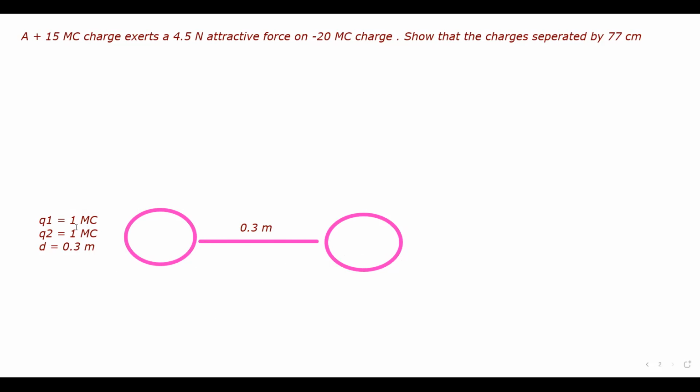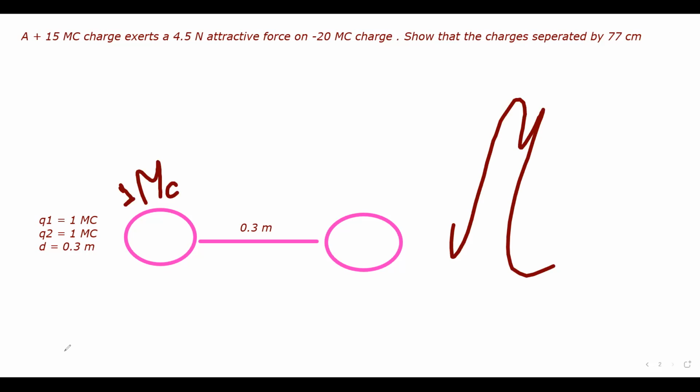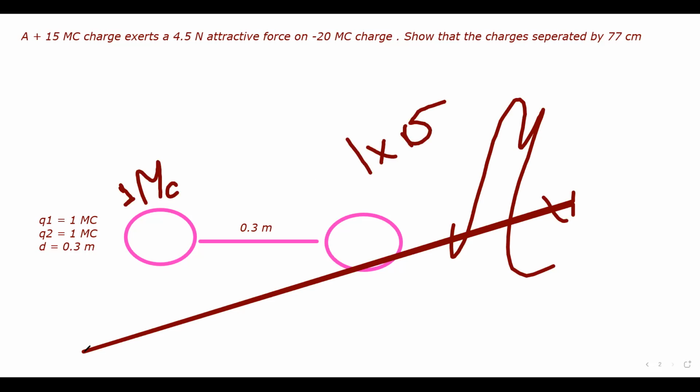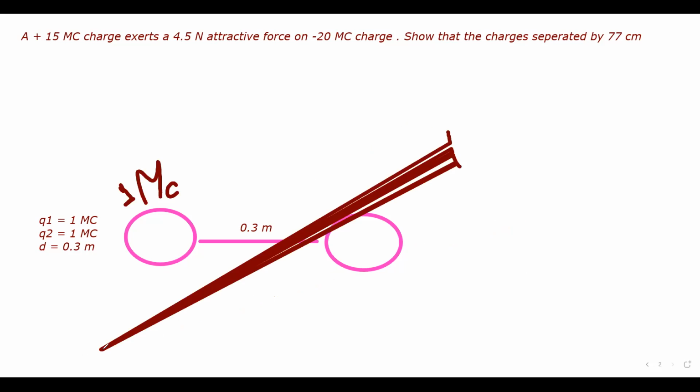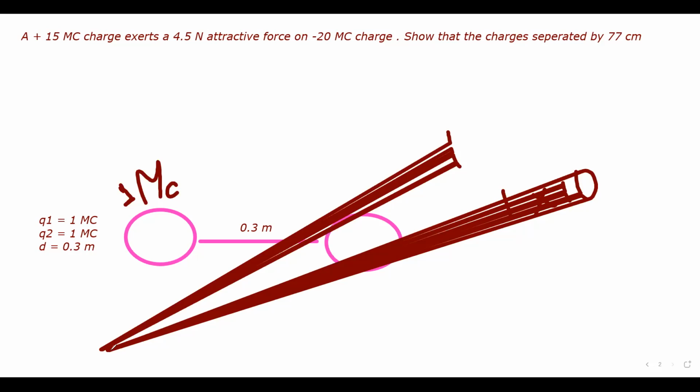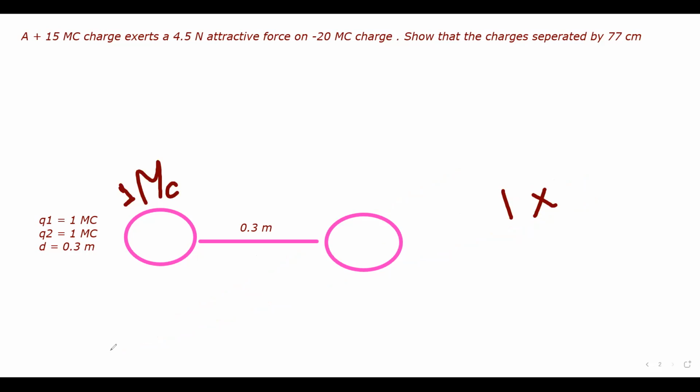Now, the first object, its charge is 1 microcoulomb. Micro is a small magnitude, which equals 1 times 10 to the power negative 6. So the magnitude of micro, don't forget, is 1 times 10 to the power negative 6. This is microcoulomb.